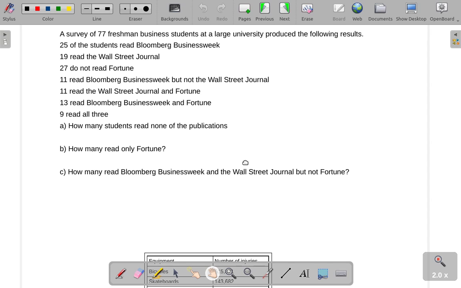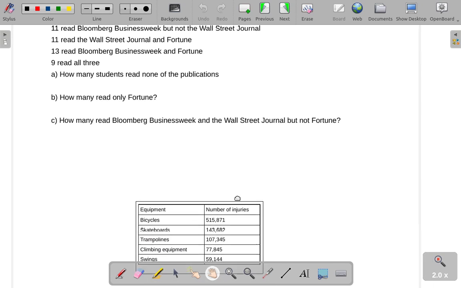A survey of 77 freshman business students at a large university produced the following results. Some of them read various journals, some of them read a combination thereof, some read all three journals. I'm not going to bother reading all of that individually, but we're trying to figure out how many read none of the publications, how many read only Fortune.